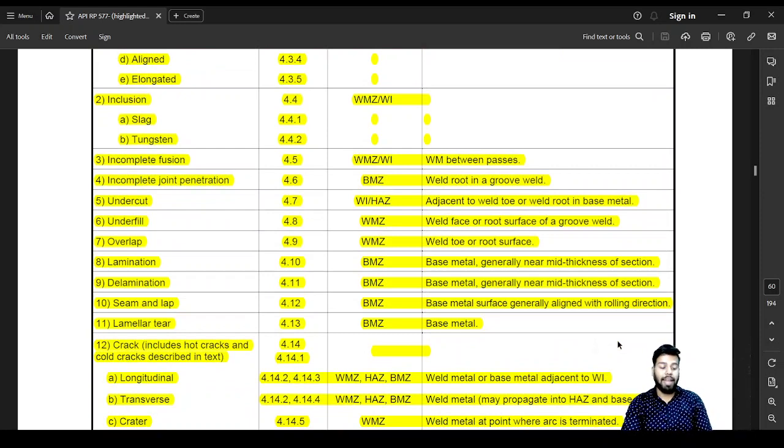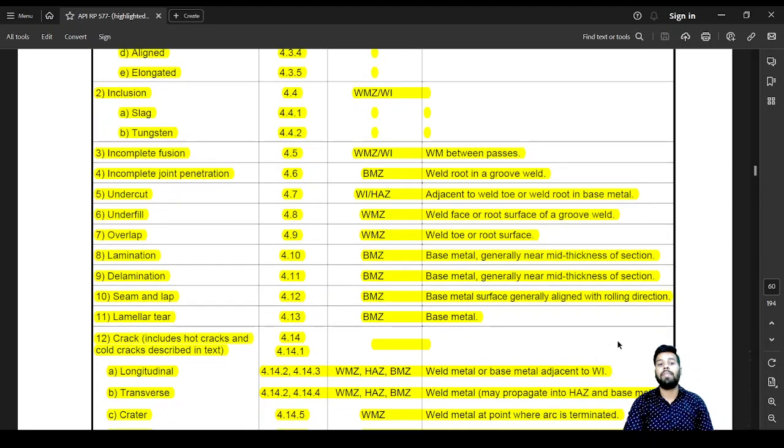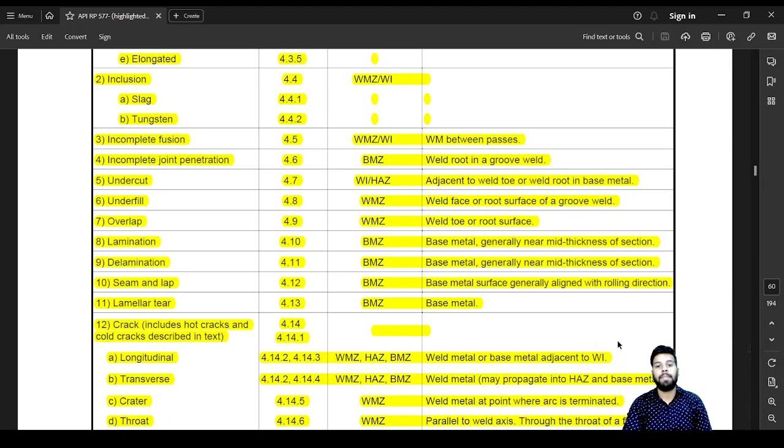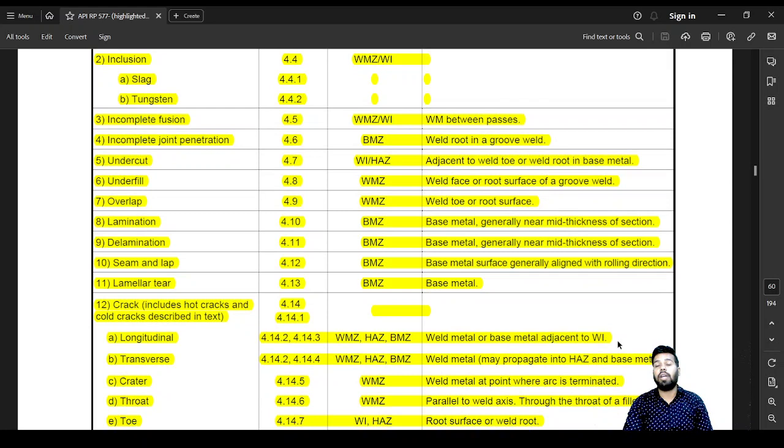Inclusion, so you can have slag inclusion, tungsten inclusion. Generally it is going to be between the weld metal zone and the weld interface. Incomplete fusion can be in the weld metal zone between two passes, or at the weld interface between the base metal and the filler metal. Incomplete penetration, that is lack of penetration, will be in the base metal zone at the root of the section. Undercut is generally at the weld interface or the heat affected zone adjacent to the weld toe or the weld root in the base metal. Underfill is in the weld metal zone when the weld is not completely filled.